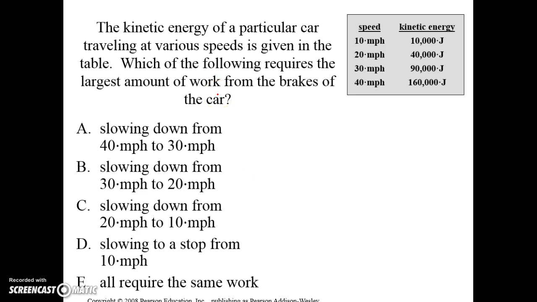So here the kinetic energy of a particular car traveling at various speeds is given in the table. Which of the following requires the largest amount of work from the brakes of the car? So work would be the change in kinetic energy. And so if you look, if I go from 40 to 30, I need 70,000 joules of energy. From 30 to 20, I need 50,000. From 20 to 10, I only need 30,000, and from 10 to a stop, I'd only need 10. So clearly going from 40 to 30, my brakes would have to do the most work.